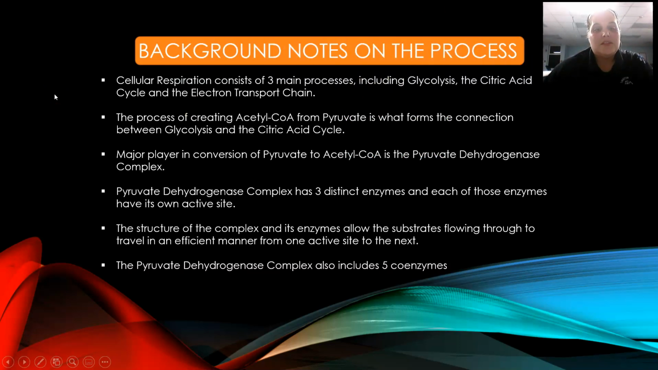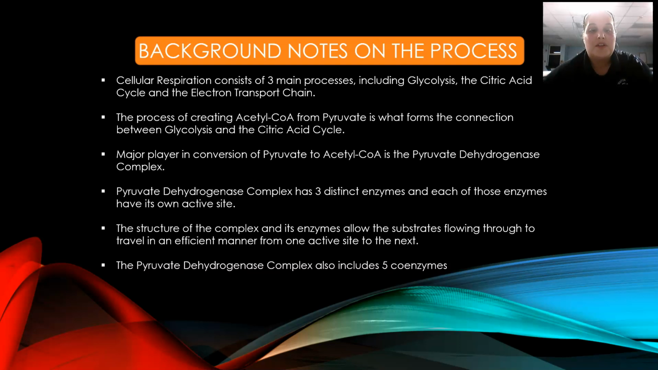So cellular respiration consists of three main processes, and these include glycolysis, the citric acid cycle, and the electron transport chain. The process of creating acetyl-CoA from pyruvate is what forms the connection between the first process, which is glycolysis, to the second process, which is the citric acid cycle.